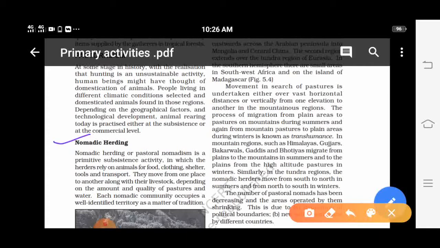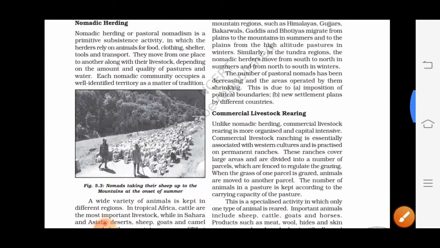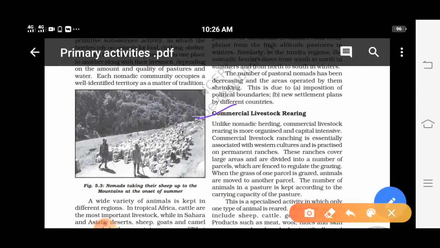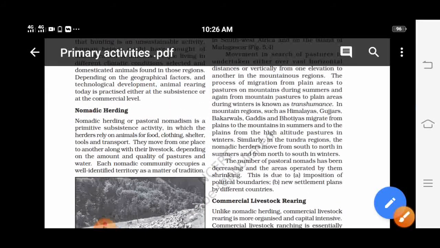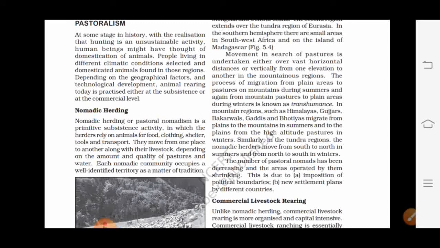One is known as nomadic herding, the other is known as commercial livestock rearing. Okay, so remember, pastoralism has been divided into two important activities. One is known as nomadic herding, the second is known as commercial livestock rearing. So let's see nomadic herding.